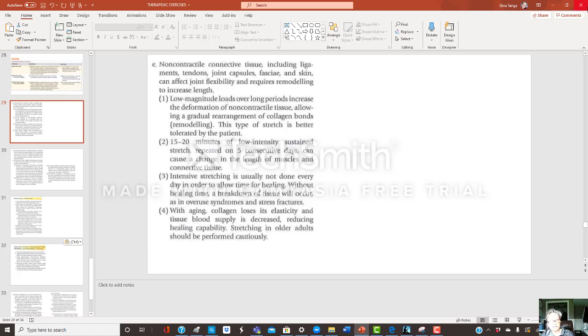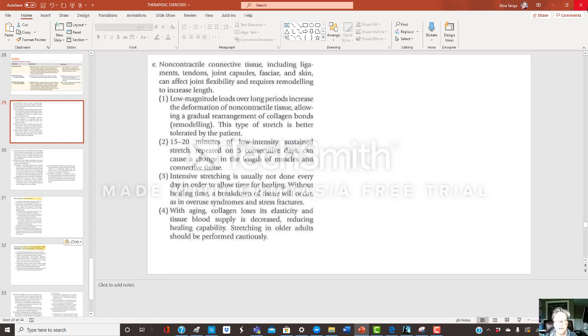Non-contractile connective tissue, including ligaments, tendons, joint capsules, fascia, and skin, can affect joint flexibility and requires remodeling to increase length. Low magnitude loads over long periods increase the deformation of non-contractile tissue, allowing a gradual rearrangement of collagen bonds, remodeling. This type of stretch is better tolerated by the patient. 15 to 20 minutes of low-intensity sustained stretch repeated on 5 consecutive days can cause a change in the length of muscles and connective tissue.